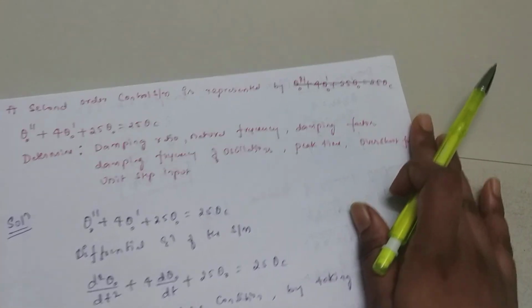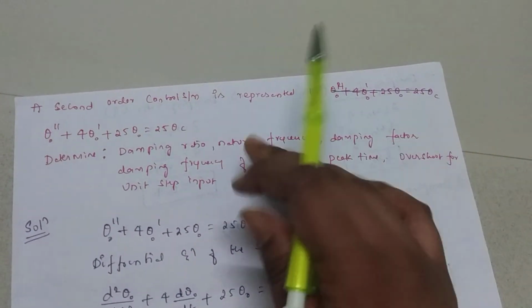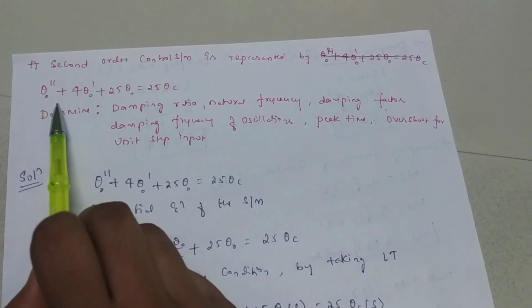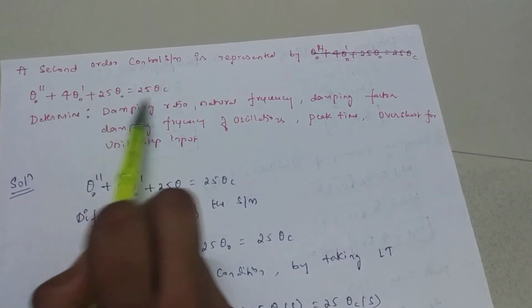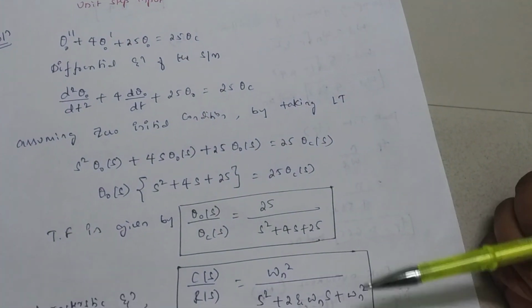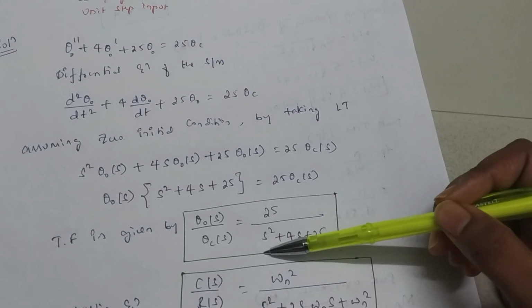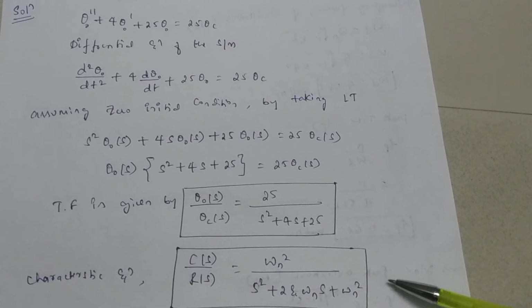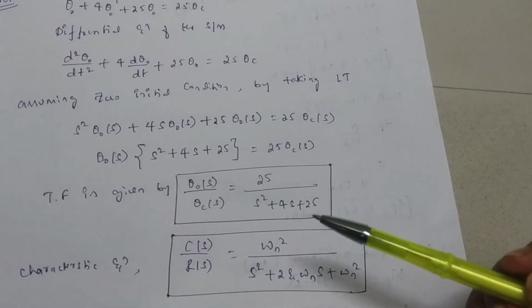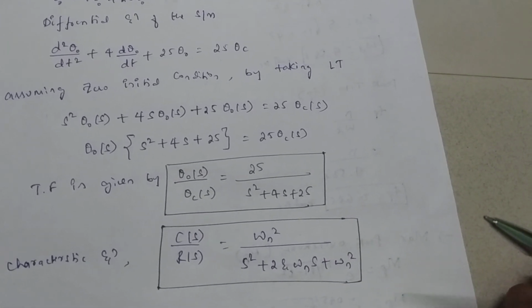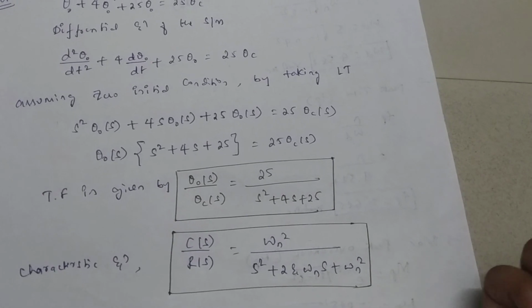So this is the given second order control system. We just need to write it in the form of differential equation. After that we take the Laplace transform of this differential equation and compare the transfer function, theta of s by theta c of s, with the second order characteristic equation. Just by comparing this, we find the damping ratio, natural frequency, damping factor, damping frequency of oscillation and maximum peak overshoot.